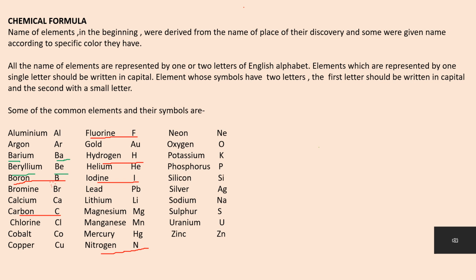Similarly, if the first two letters of the name of the elements are same, for example in magnesium and manganese, Ma are their first two letters, then the first and third letter of their name are used as their symbols. So magnesium is represented by Mg and manganese is represented by Mn.